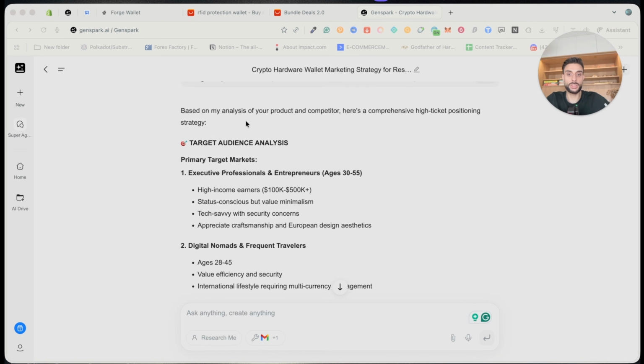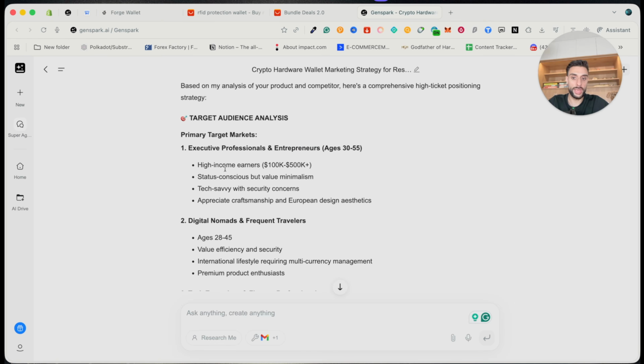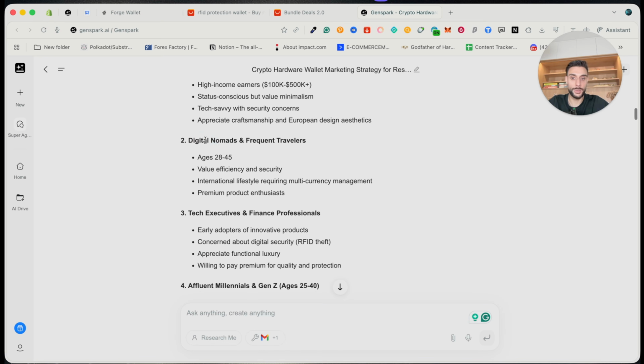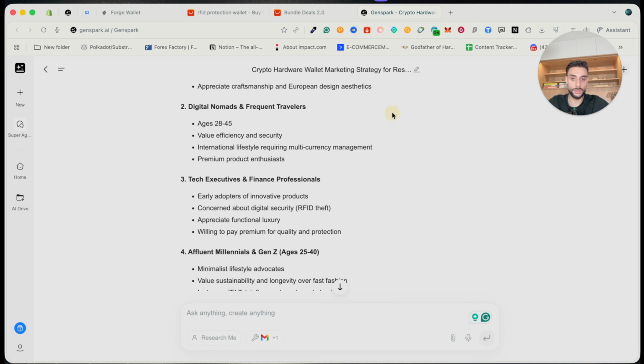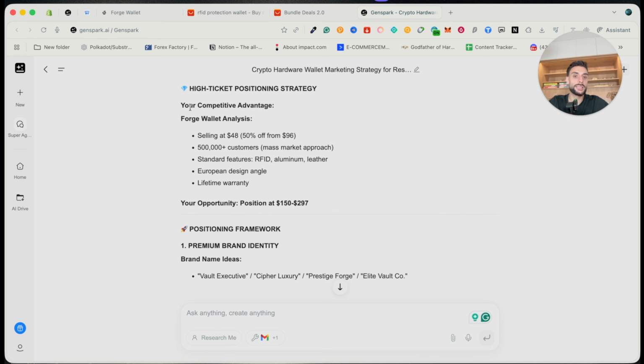So you can see here, based on my analysis of the product and the competitor, this is its analysis. Primary target market: executive professionals and entrepreneurs aged 30 to 35. They are high income earners. Status: they care about their status. Digital nomads is another person that we can target. Tech executives, affluent millennials. Now, here's the breakdown it did on the competitor Forge wallet. It shows that they're selling it at a 50% discount, which means they're selling it for $48. So that shows them doing their strategy.